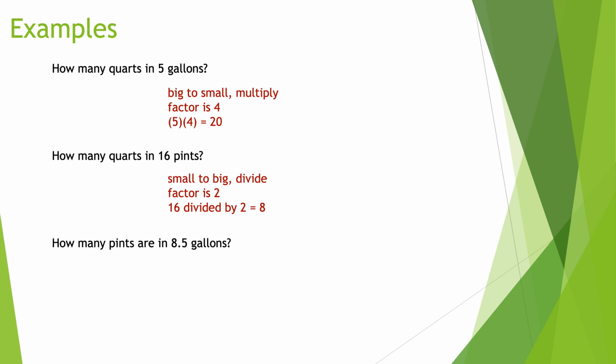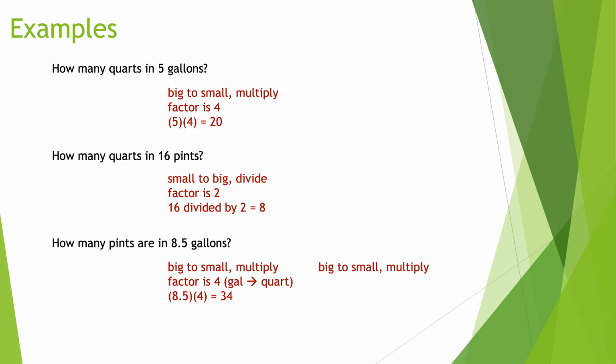Okay, so if I go big to small, I'm going to multiply. And when I go from gallons to quarts, you can bet that I'm going to go from a big to a small. Gallons to quarts. Factor is 4. So 8.5 times 4 is 34. So I have 34 quarts here. But if I'm going to go from quarts to pints, I'm going big to small again. So I'm going to multiply. And that factor is 2, going from quarts to pints. So 34 times 2 is 68. So there are 68 pints. Okay, so that's a whole bunch of conversions and so on and so forth involving the English system. Next up, the metric system.